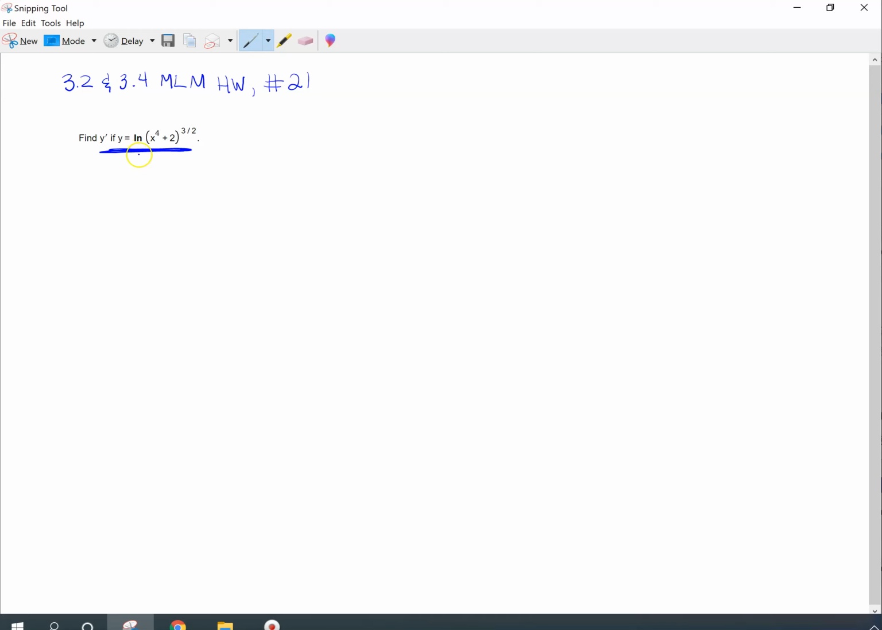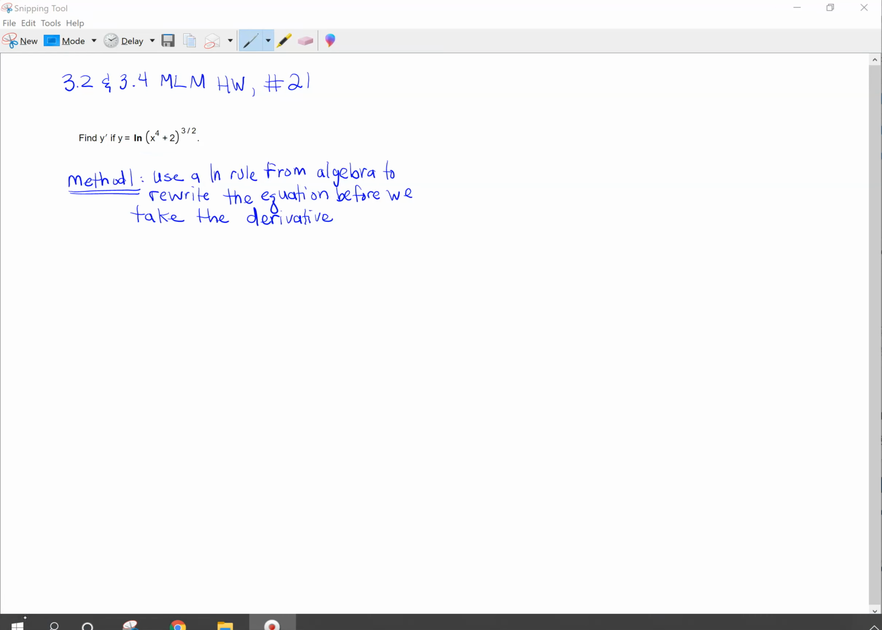So let's actually start by using algebra to rewrite the equation before we start the calculus. Okay, so we have a log rule from algebra that says if you're taking a natural log of an argument that has an exponent, you can drop the exponent in front of the log. So this is not calculus, this is algebra. So I'm keeping my y equals notation. I'm just rewriting this equation and I'm dropping that 3/2 in front of the log. So now my argument is just a quartic binomial. There's no exponent attached to it.